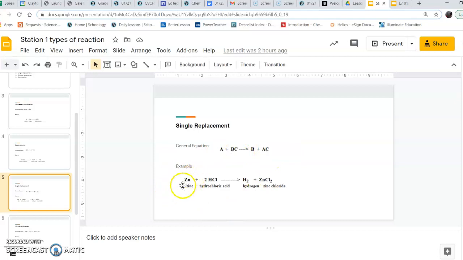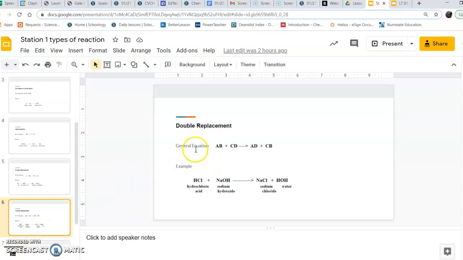An example of this is zinc reacts with hydrochloric acid to form hydrogen gas and zinc chloride. So notice here that zinc replaced hydrogen. Right? So hopefully you can see that. And you can pause the video to make sure that you see that zinc replaced hydrogen. And since that's only one thing being replaced, in this case B, or in this case hydrogen, we call it single replacement. As you may guess, there is such a thing as a double replacement, and as the name says, it's two things being replaced.